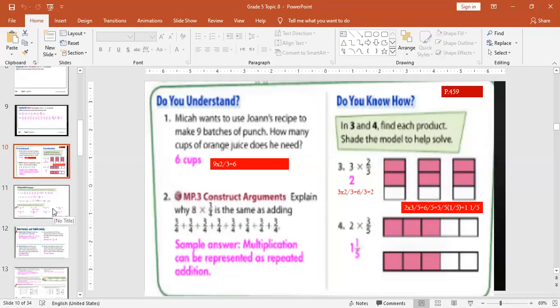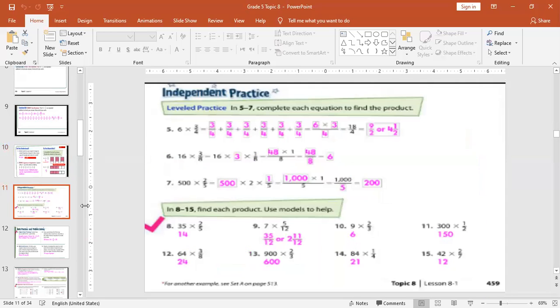Okay, my lovely girls, that was page 459. And of course, here he is telling me to answer and complete this: 6 multiplied by 3/4. It will be 3/4 added 6 times. I will multiply 6 by the numerator, divided by the denominator, which is 18 divided by 4. I simplified 18 divided by 4 into 9 divided by 2.